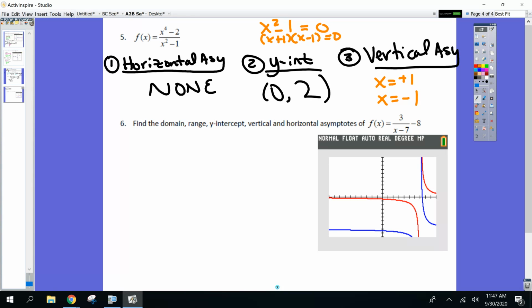What do you want to find first? You guys can find anything. What do you want to find first? Horizontal. Let's save that to the end. Let's save the horizontal to the end. Vertical? Yeah. Okay, let's find the vertical one first.